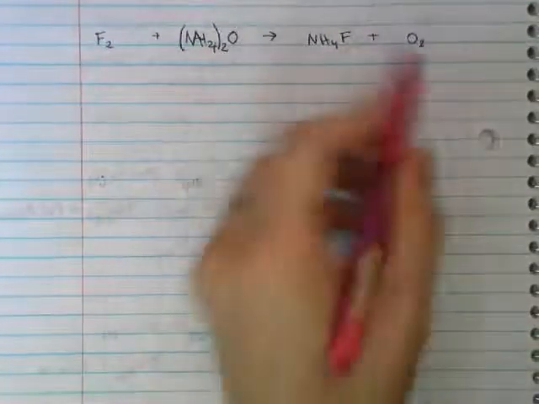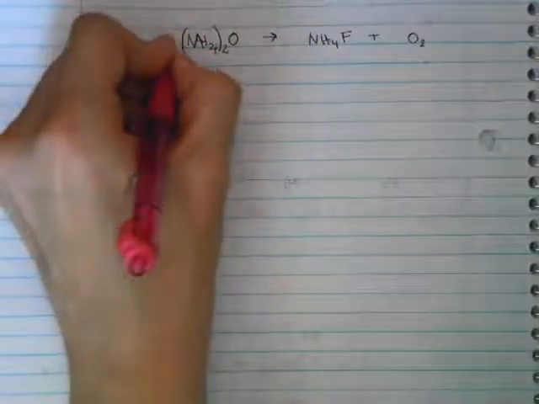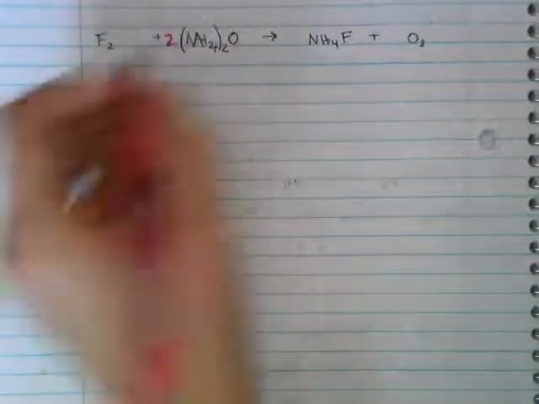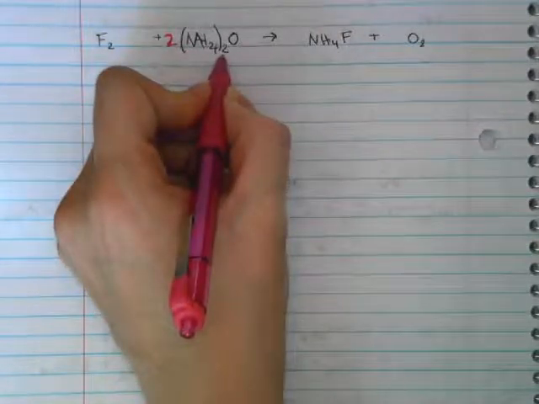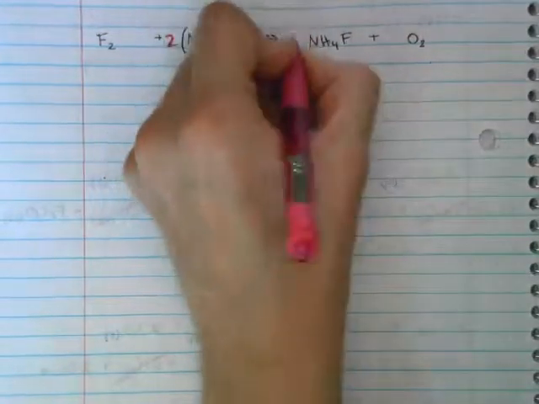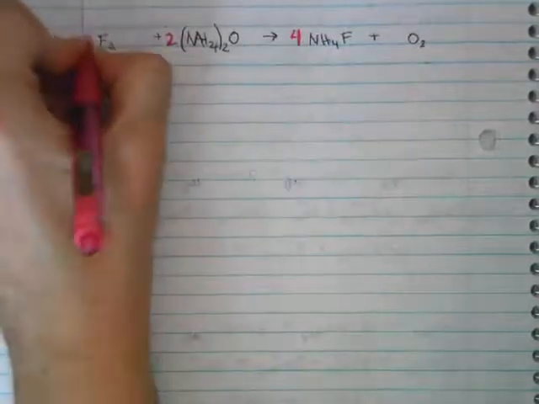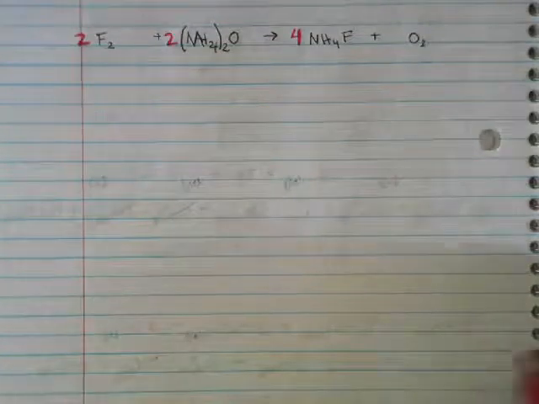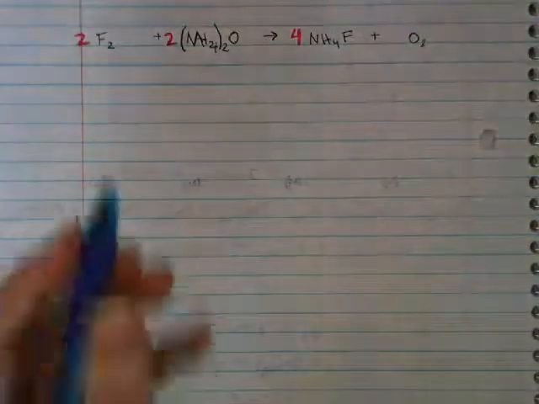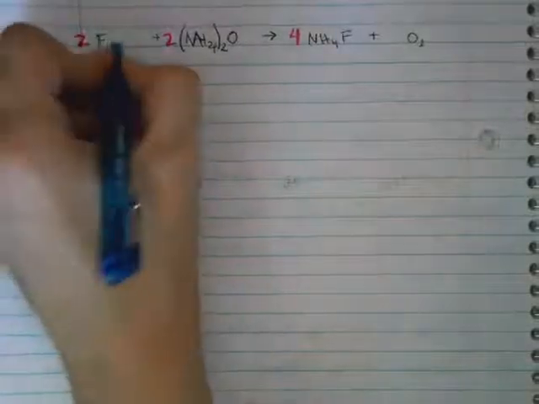Alright, so if that is doubled, then we'll need to double this. And that gives us 4 ammoniums, which means I need 4 of these and 2 of those. Okay, now I'm going to go back and evaluate solubility. Don't need to think about it for my 2 diatomics. Those are going to be gases.